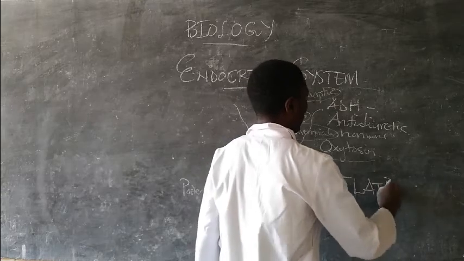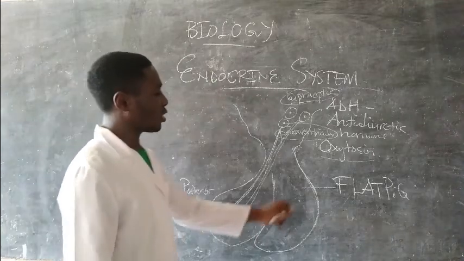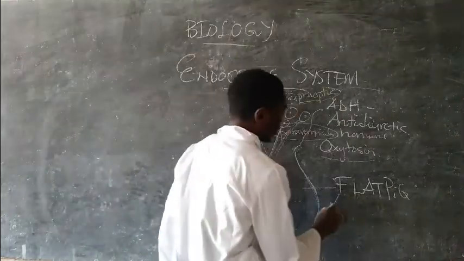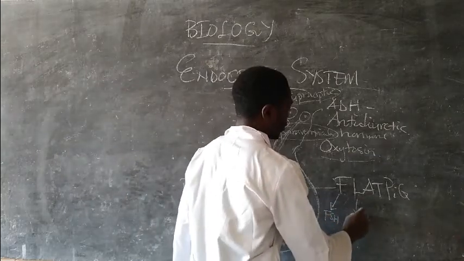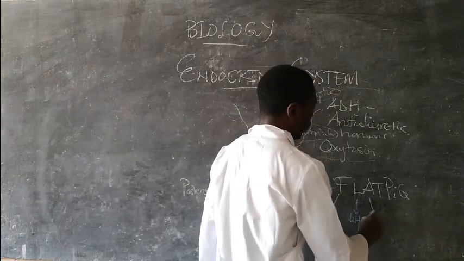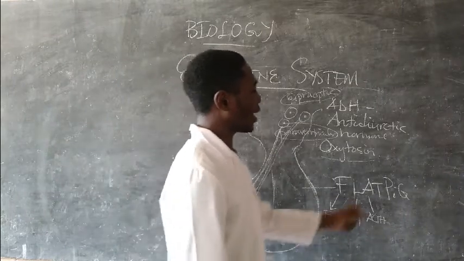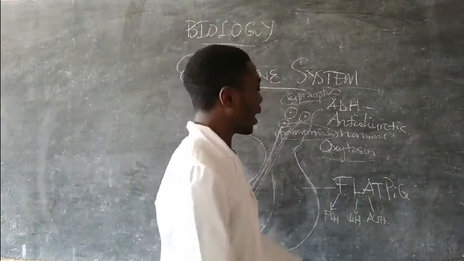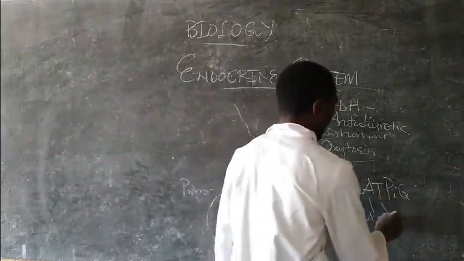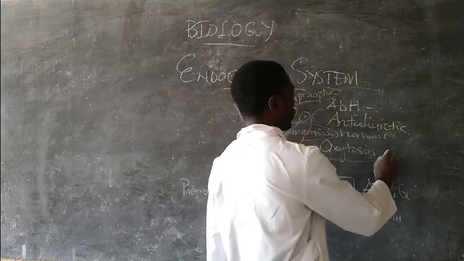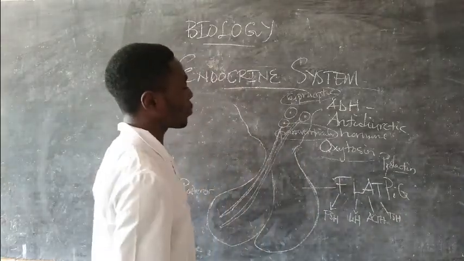FLAT P is a mnemonic which we use in order to describe the 6 hormones which are being secreted by the anterior pituitary. F stands for follicle stimulating hormone, L stands for luteinizing hormone, A stands for adrenocorticotropic hormone, ACTH, T stands for thyroid stimulating hormone, TSH, P stands for prolactin, and G stands for growth hormone.